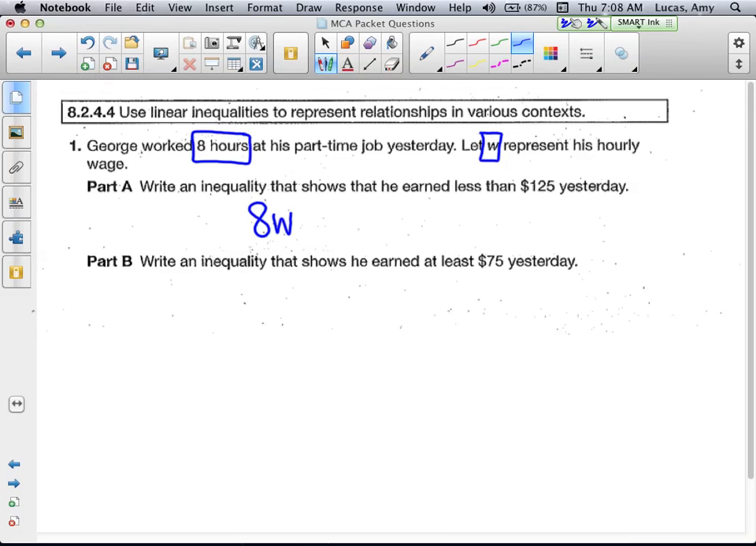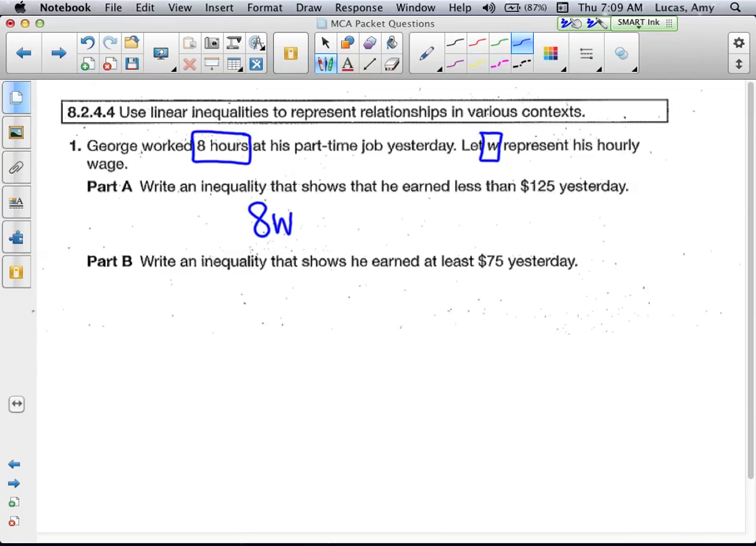Sorry about that. If he earned, let's say he earned $5 an hour, because W is the hourly wage, $5 an hour times working 8 hours would be $40. But if his hourly wage was, say, $10 an hour, 8 times 10, he would get $80.